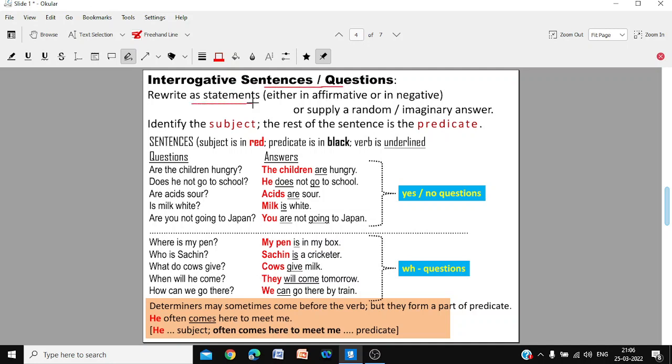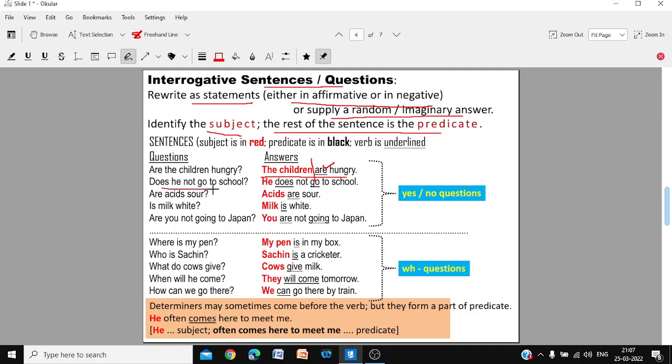Rewrite as statements. It may be an affirmative or negative, or supply a random or imaginary answer. Then you identify the subject, and after the subject, the rest of the sentence would be the predicate. Are the children hungry? We will rewrite it as the children are hungry. Now we know there is a verb, and what comes before the verb is a subject.